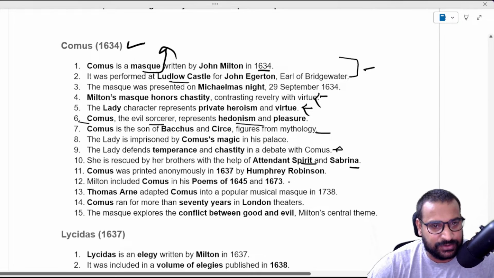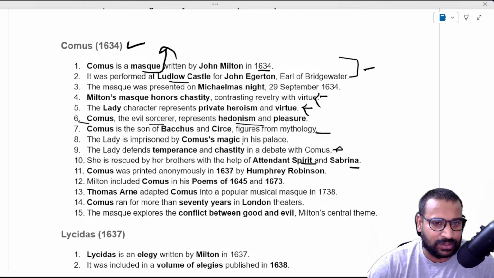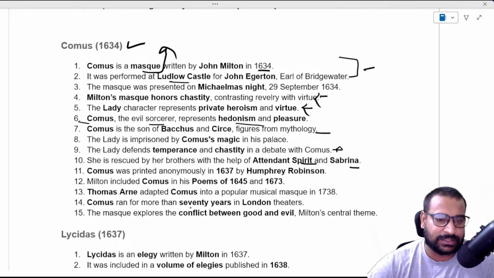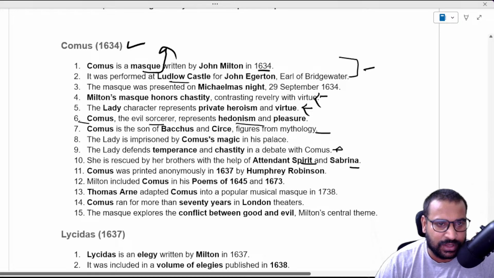All these characters you don't have to remember. Remember that there was an evil sorcerer who captured these figures, and what happens? They come to rescue them. So if you can create a small plot through that, it will be easy for you to remember.